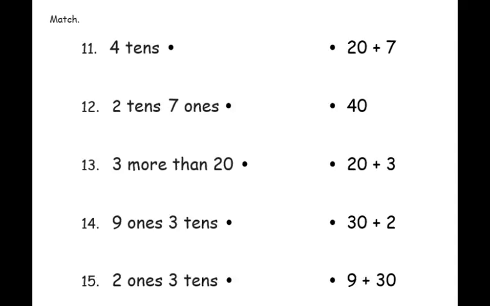In my last section, I'm going to match the descriptions of numbers on the left side to the addition sentences or numbers on the right side. I'll start with 4 tens. Well, 4 tens is the same thing as 40, so I'll match 4 tens with 40. 2 tens and 7 ones would match up with 20 plus 7, because 2 tens is 20, and I would add that to 7 ones.